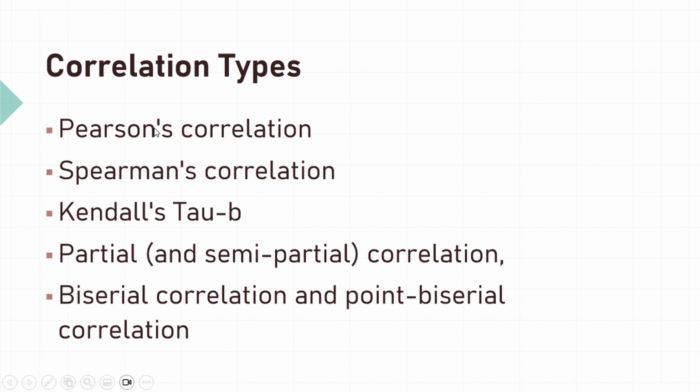There are certain types of correlations. First one is the Pearson's correlation, which is most widely used. Then there is Spearman's correlation, then Kendall's tau, partial and semi-partial correlation, biserial correlation, and point biserial correlation.